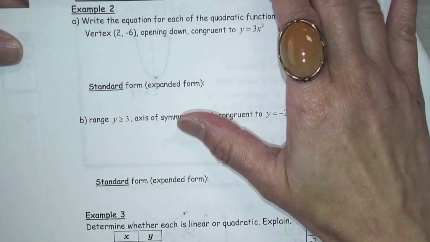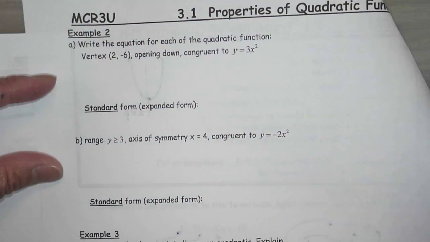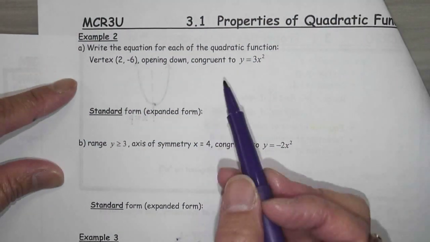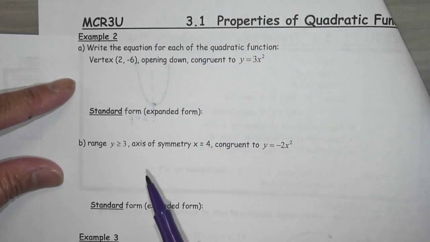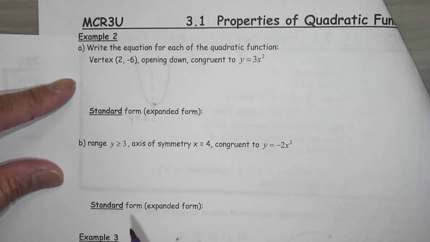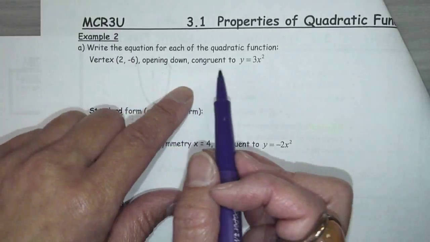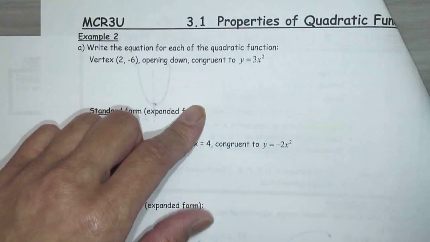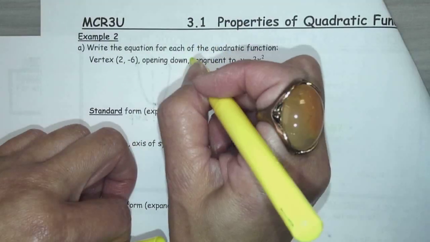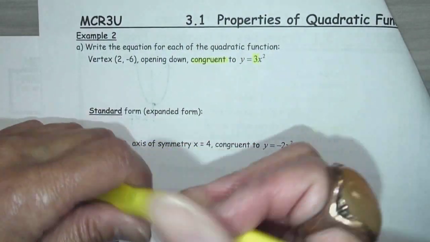Okay, I'm going to keep the recording going because I think I can do one more example, and then I'll stop it at the end of example 2. So write the equation for each of the quadratic functions. Oh, it should say functions, sorry. Okay, I have a vertex at 2, negative 6, it's opening down, and it's congruent to. The only thing I need to remind you of is this congruent means the A value.